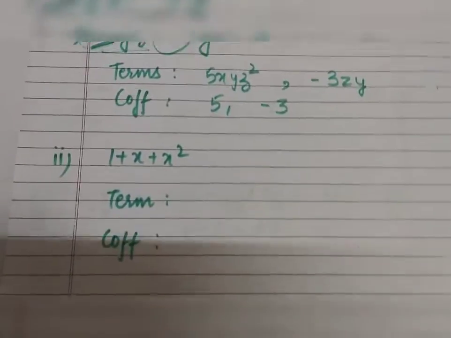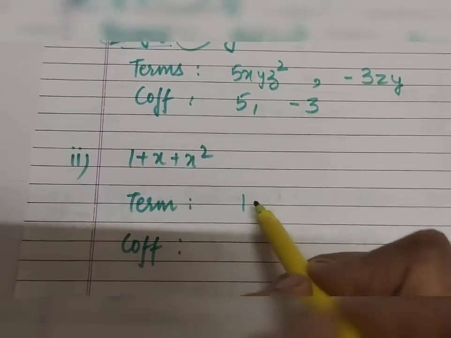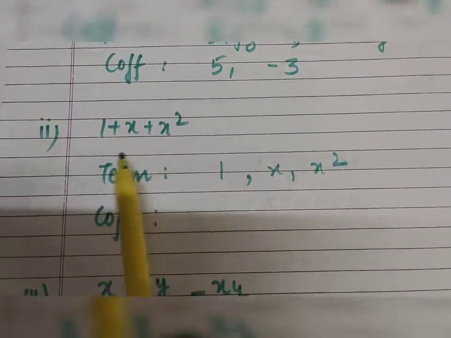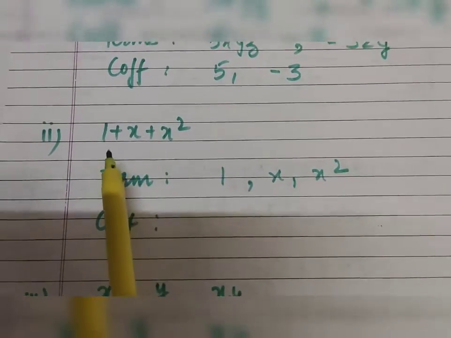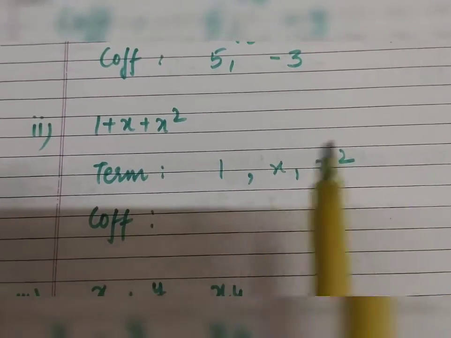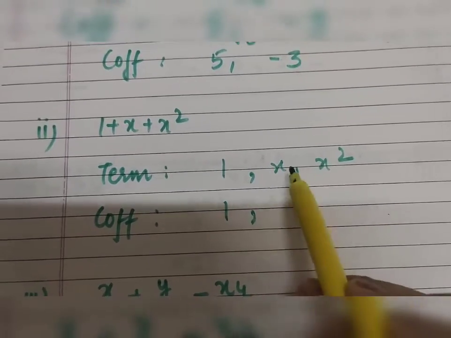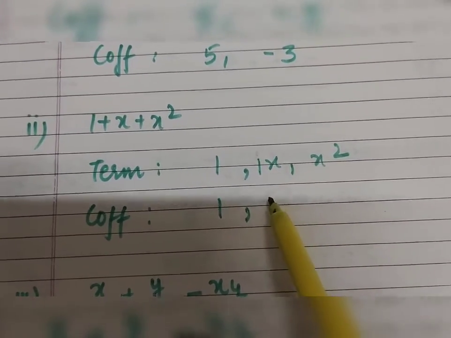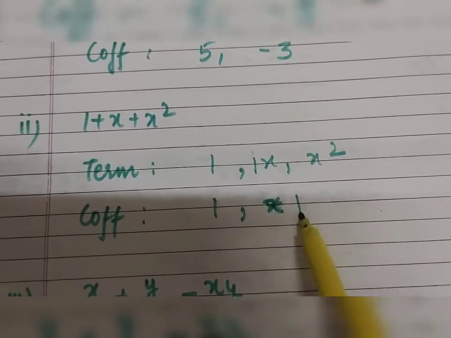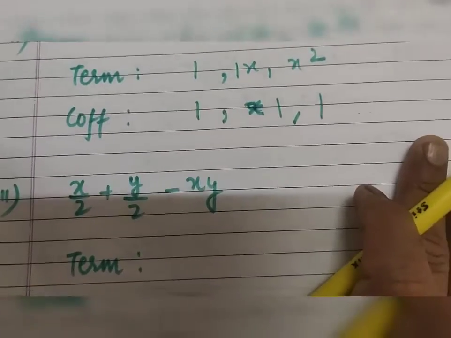Okay, in this expression we have the terms 1 and x square. These both terms make up the single expression 1 plus x square. The coefficient of the terms here: the 1 will remain 1, and we have 1 as the coefficient in front of x, so we will write 1 here, and we have 1 as the coefficient of x square.